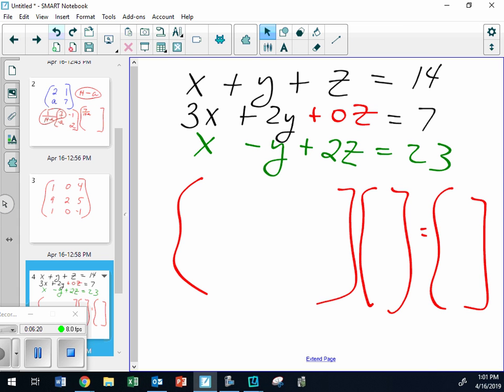Set up the matrix for this that you'll use to solve the equation. If you can't do that, I haven't failed you yet. I'll put that away. I see what you're up to there.